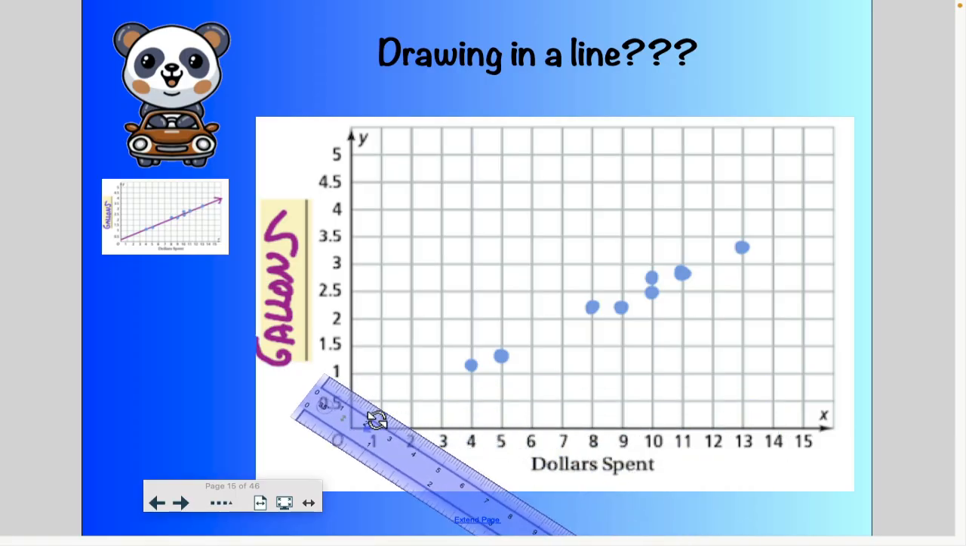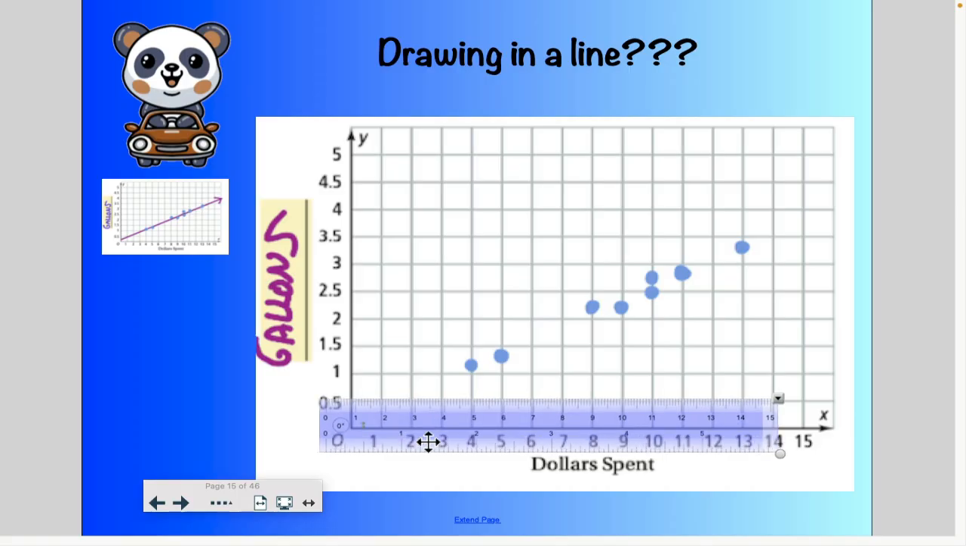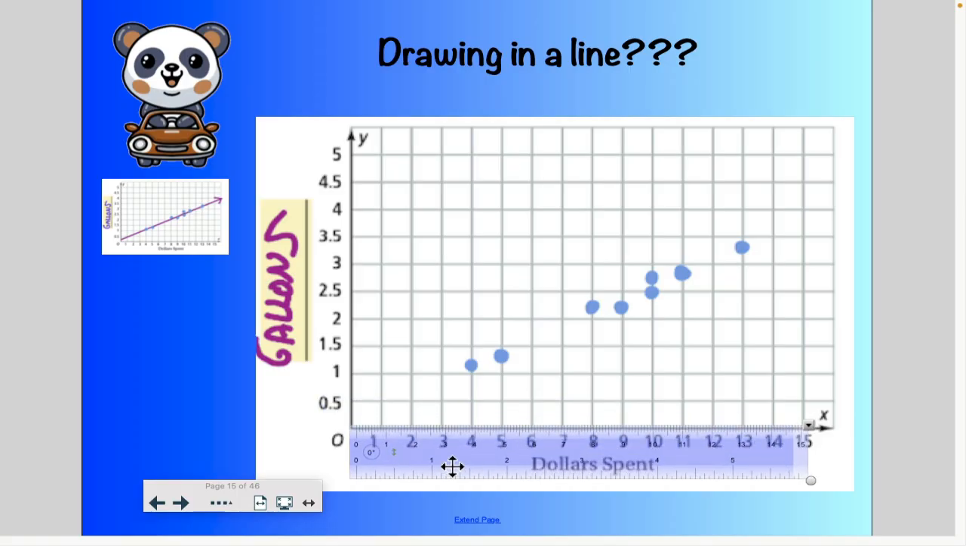Question, there's not a wrong answer to this, but I'm just kind of curious. How many of you had your line start at the origin? Put them up, 0, 0. I think I know why you did that, because if you spend $0, you don't get any gas. Who didn't draw their line through the origin? Put them up. Come on, everybody's got to answer. You either did or you did not.